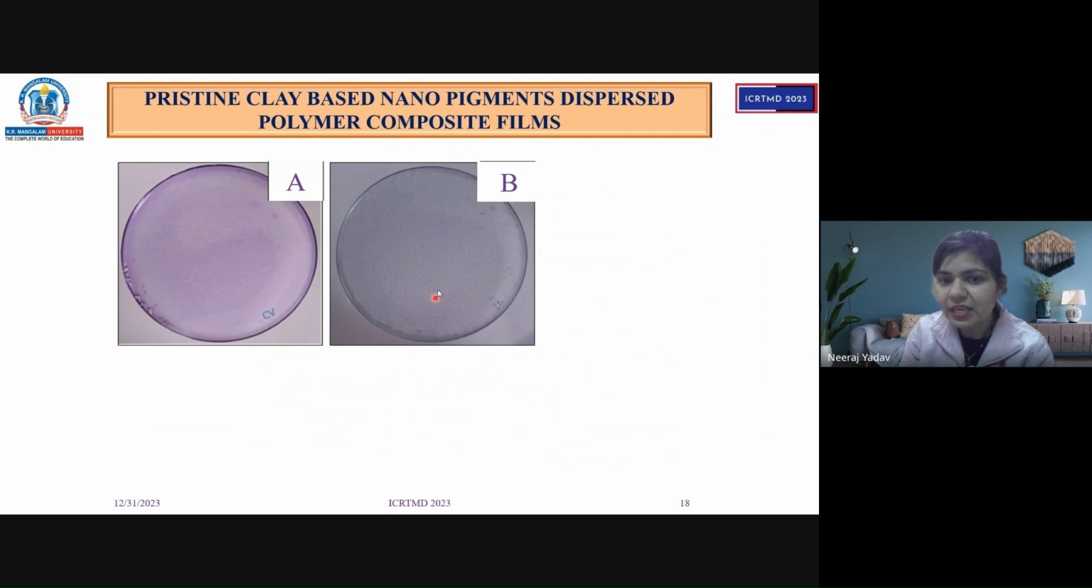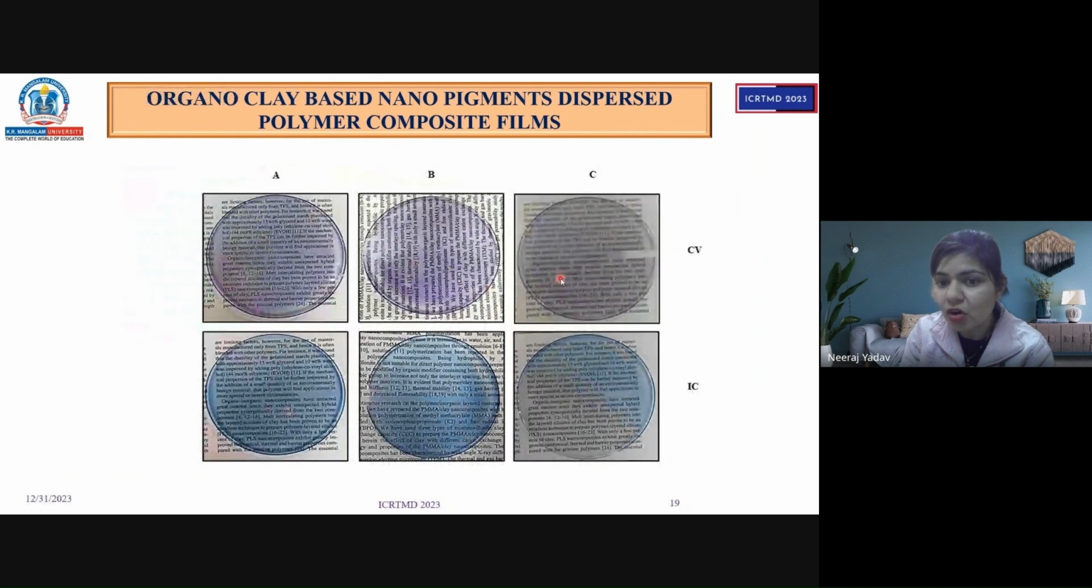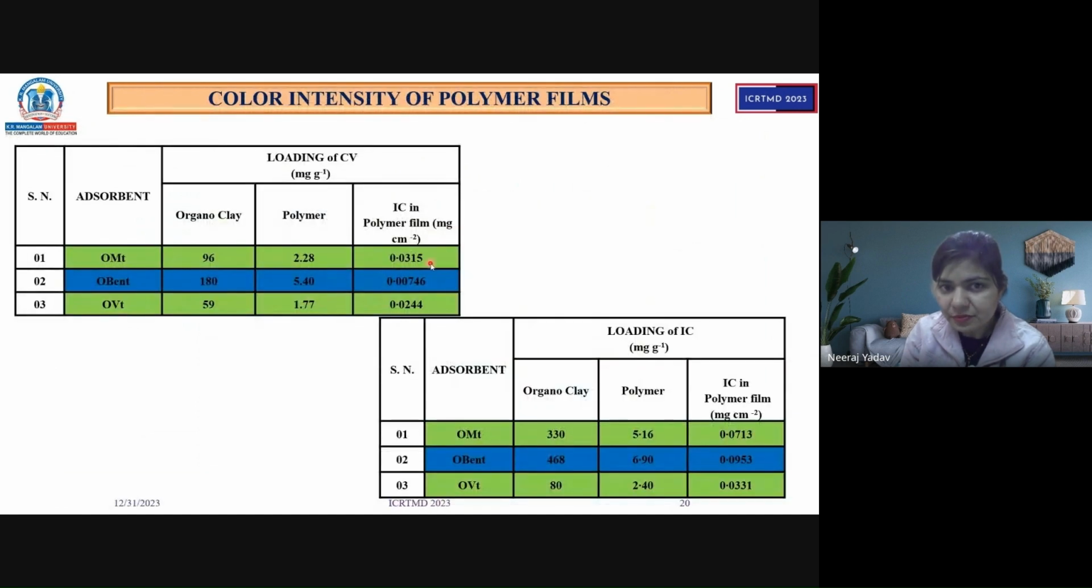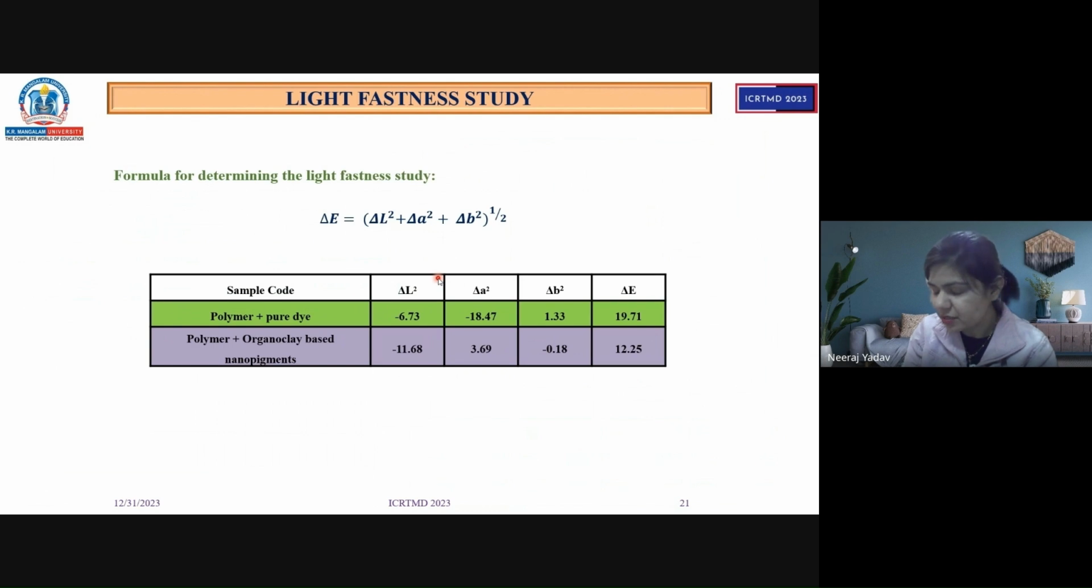So what we found here is that in the case of the pristine clay minerals, we can easily see the particles in the polymer film, but in the case of the organoclay, no particles can be seen with the naked eye. So we conclude that the films prepared using the organoclay based nanopigments are more homogeneous and beautifully colored. And when we compare the color intensity of polymer films with the pure dye, we found that if we use 1% dye to form the colored polymer films, in comparison we are using only 0.035% nanopigments.